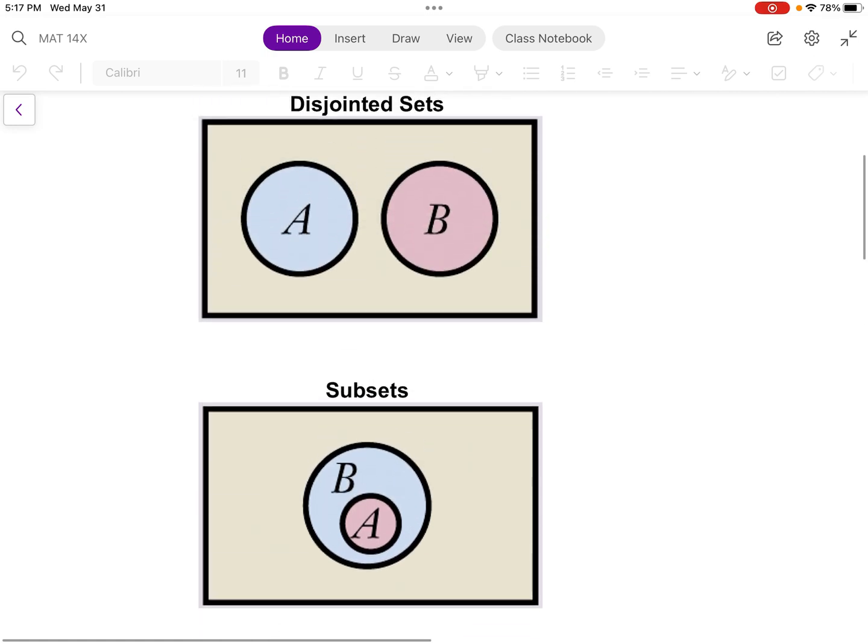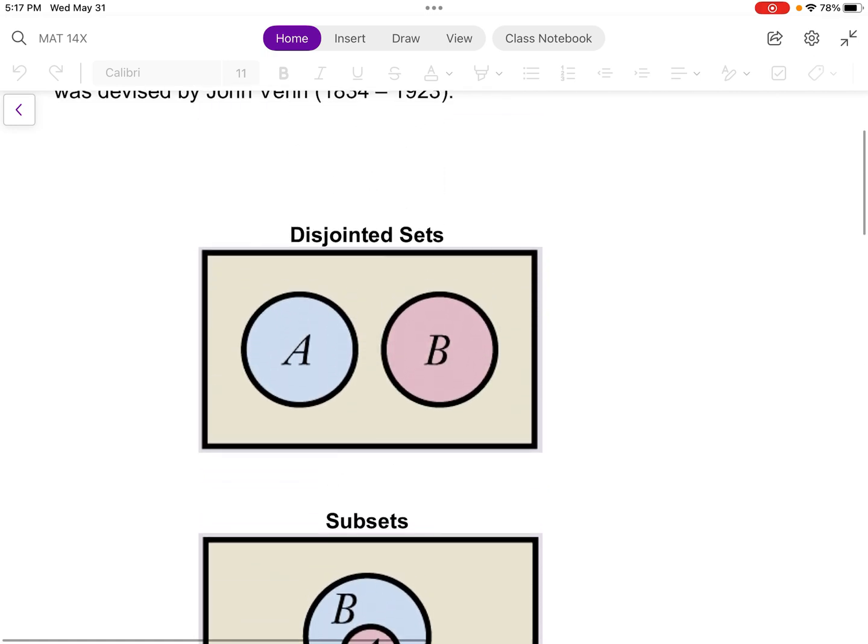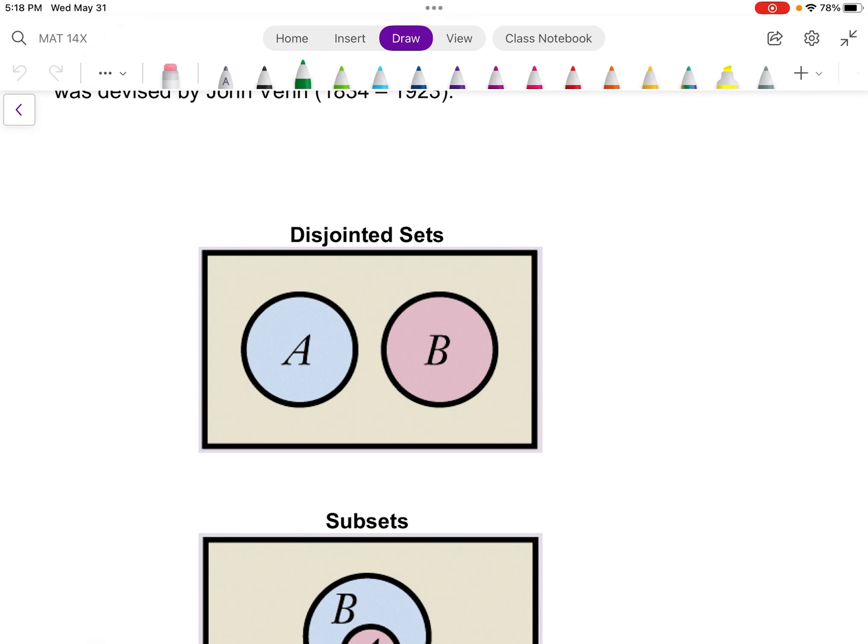So disjointed sets are two groups of things that are totally unrelated. No members of group A are in group B. And so you might be going, well, what on earth is this? Well, let's say I was making a Venn diagram, and in this Venn diagram, I'm talking about animals. So the overall group of things I'm looking at are animals.